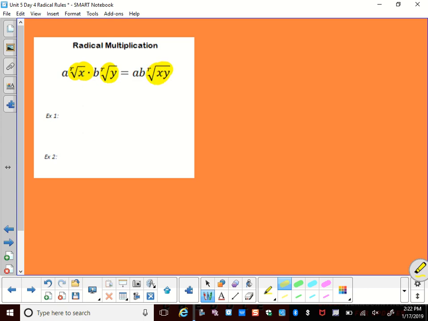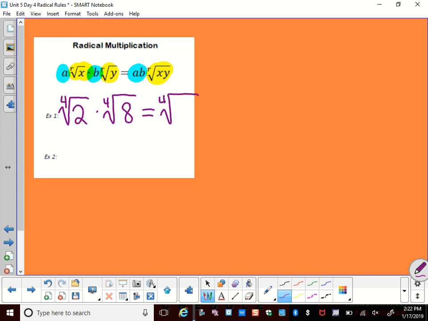Whatever you have under the radical, you're just going to multiply together. Whatever you have on the outside of the radical, you're going to multiply together. All right, here's an example. Let's say I have the fourth root of 2 times the fourth root of 8. Because we are multiplying, whatever is under my radical gets multiplied. What's 2 times 8? 16.